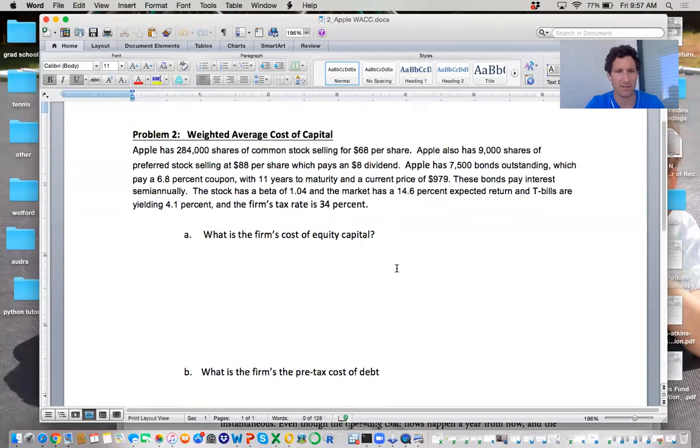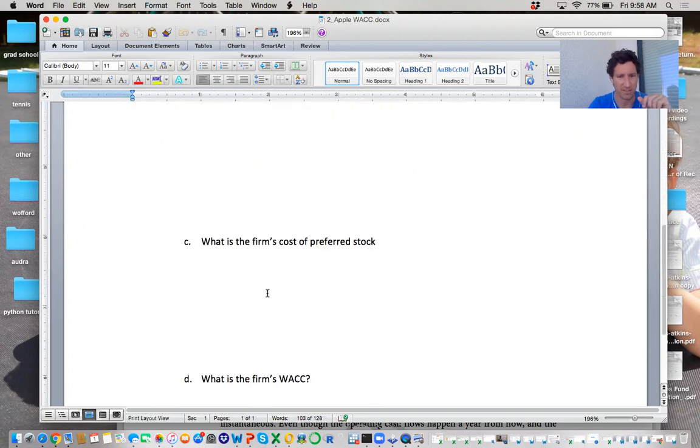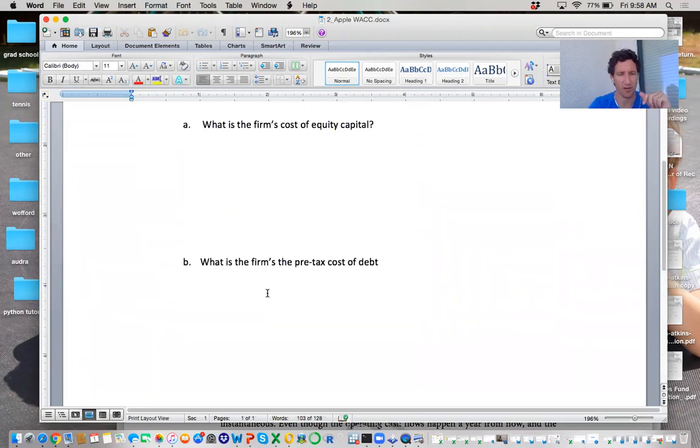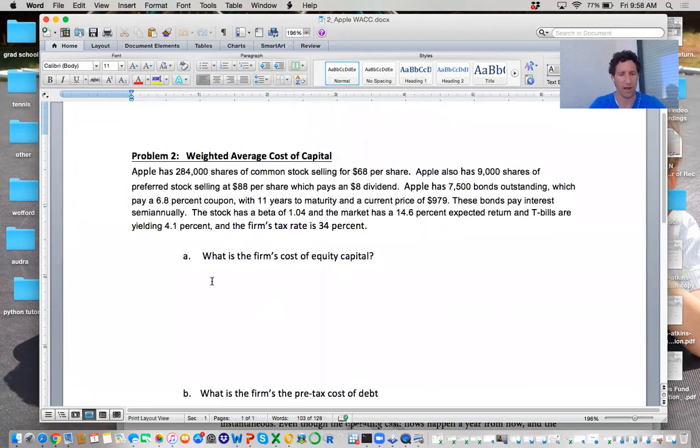All right, so this is the problem posted on Moodle. We're figuring out weighted average cost of capital for Apple. So you're given all this information, and it's easiest if you break this up into a few sections like this. It's really 4 different pieces before you can figure out our WACC. Okay, so first, what's the cost of equity capital? So that's asking, what's our cost of equity? We've got 2 ways to do this, the dividend model or the CAPM. So let's see what information we're given.